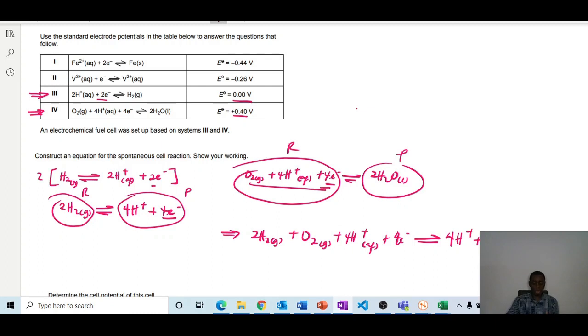Alright, so if you look at both sides of this equation, you will observe that there are some spectator ions. Those are ions that are appearing on both sides. We have 4H plus here and 4H plus here, so they can be cancelled out. We have 4 electrons here and 4 electrons here. So what is remaining? We are going to have 2H2 plus O2 gives 2H2O. Right, so we are done. You can also go on and divide all through by 2. That way we are going to have H2 gas, and this is going to be half of O2 gas to give us H2O. This is also correct.